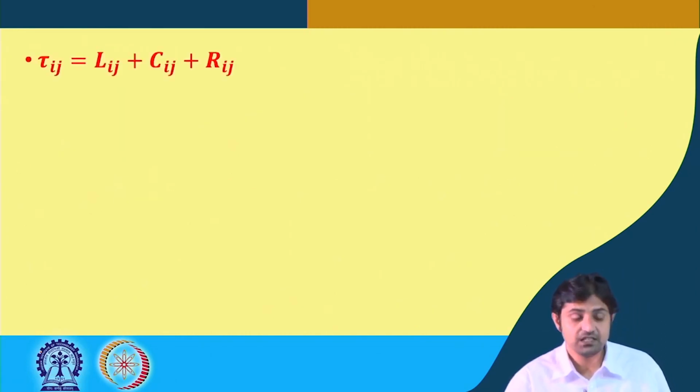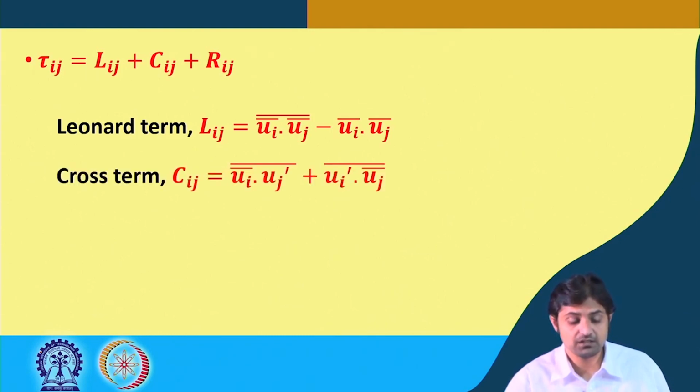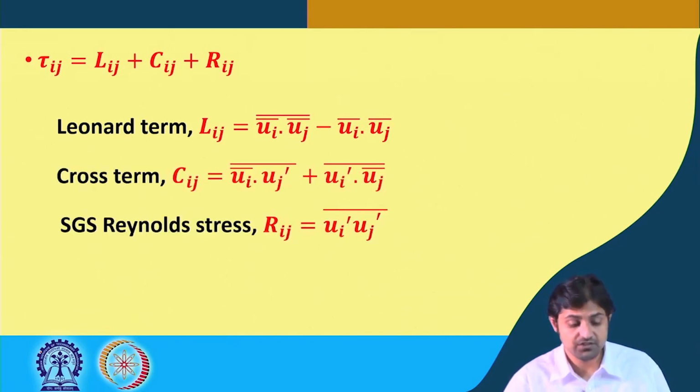Where tau ij is L_ij plus C_ij plus R_ij. The L_ij is the Leonard term given by this. There is a cross term called C_ij. There is the SGS Reynolds stress R_ij.